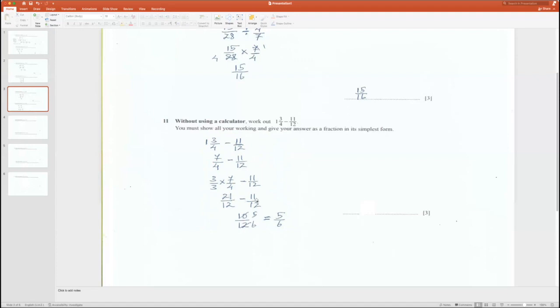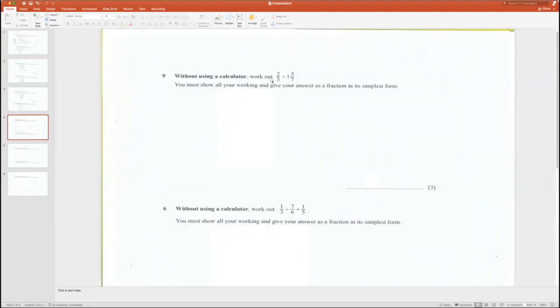Then we can subtract these numerators. 21 minus 11 is 10. 10 over 12. We can get the simplest form from this by dividing by the common factor. The common factor for these two numbers is 2. So 2 times 5, 2 times 6, then 5 over 6. This is a proper fraction, then we can write it as it is.